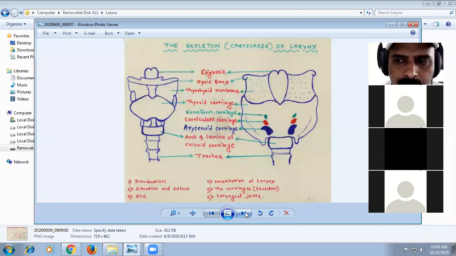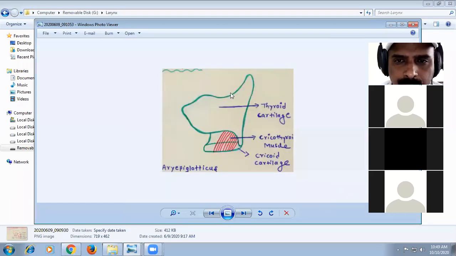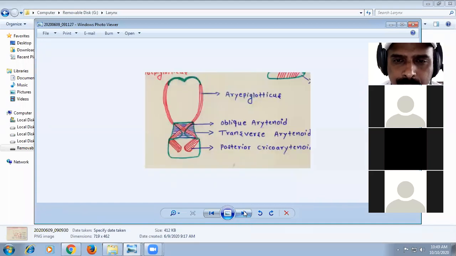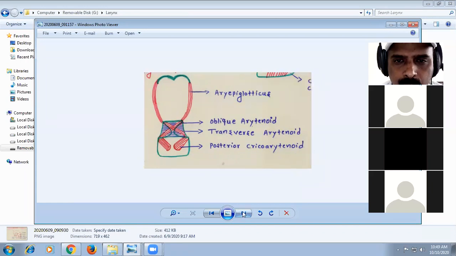So whatever you have, in total there are three cartilages, you should know this. Next, when you see the lateral view, you get the thyroid and cricoid cartilages. You have to remember the thyroid and cricoid cartilages, and the muscles are named accordingly. Here on the posterior aspect we get the arytenoid cartilage, this is the cricoid, and this is the epiglottis. Epiglottis, arytenoid, and this is the cricoid, that you have to remember.